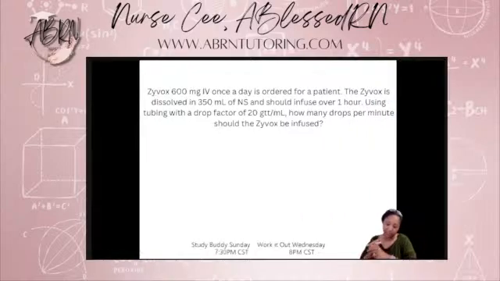All right, so boom, Zyvox, 600 milligrams IV once a day is ordered for a patient. The Zyvox is dissolved in 300 milliliters of normal saline and should infuse over 1 hour. Using the tubing with a drop factor of 20 drops per milliliter, how many drops per minute should the Zyvox be infused? Be cool.